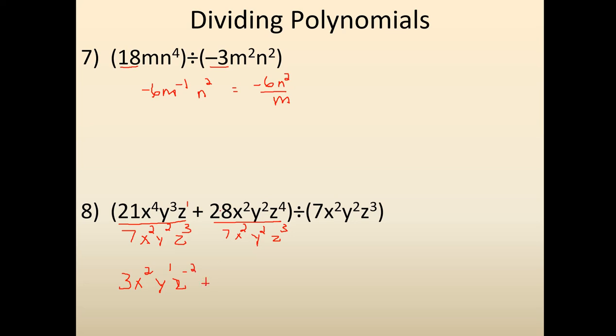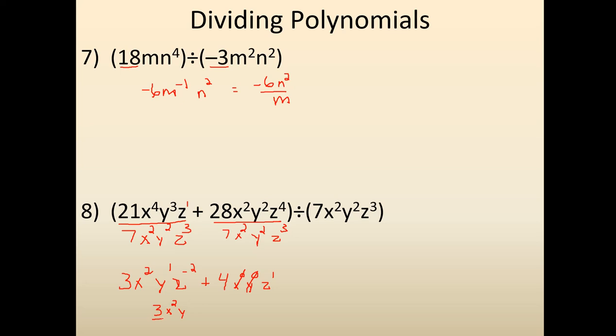And then over here, 28 divided by 7 is going to be 4. X squared minus 2 is going to be 0, so I'll just write 0 here. Y squared minus 2 is another 0. And z to the 4th divided by z cubed, or 4 minus 3, is 1. So x to the 0 and y to the 0 basically drop out to be 1. And this can be moved to the denominator.